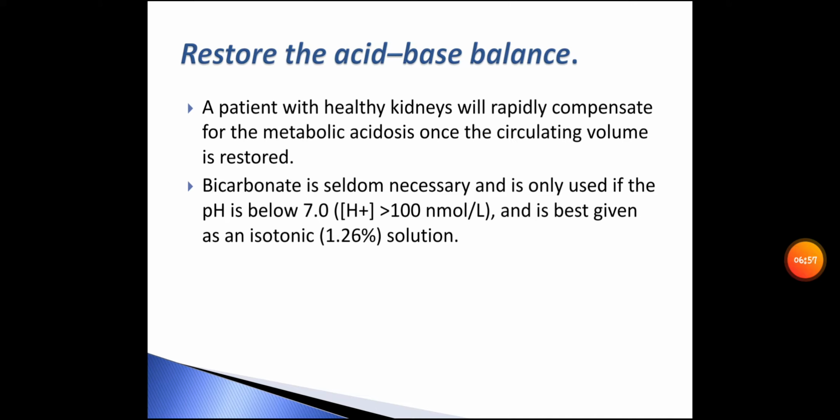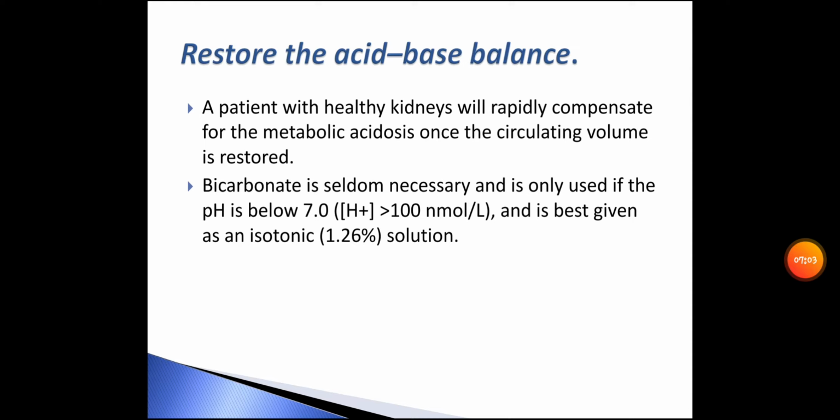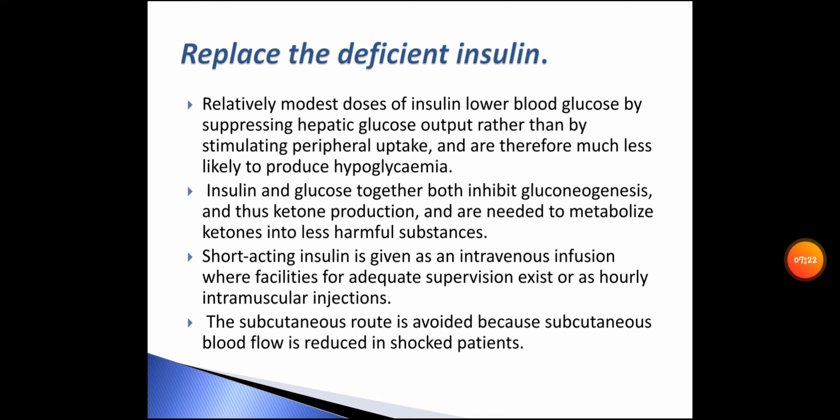Then restore the acid-base balance. So the first thing we're doing is replace the fluid losses and replacing the electrolyte losses. The next thing is to restore the acid-base balance. A patient with healthy kidneys will rapidly compensate for the metabolic acidosis once the circulating volume is restored. Bicarbonate is seldom necessary and is only used if the pH is below 7 and is best given as an isotonic 1.26% solution. Replace the deficient insulin.